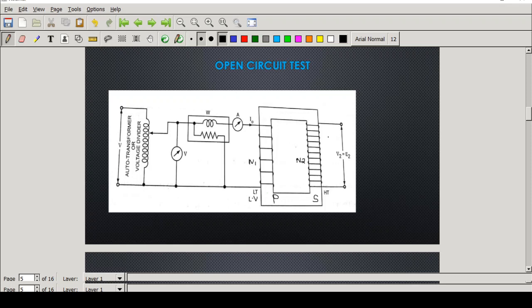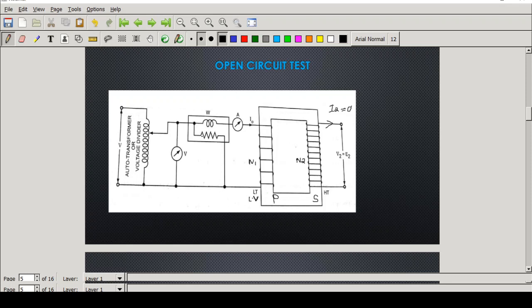So here there is no current. I can write it as I2 is equal to 0. There is no current which is flowing through the load, which means secondary is under no load condition, or it is an open circuit. Now what about the other side? So low voltage side, what is happening in the low voltage? So high voltage side is open circuited. What about the low voltage side?